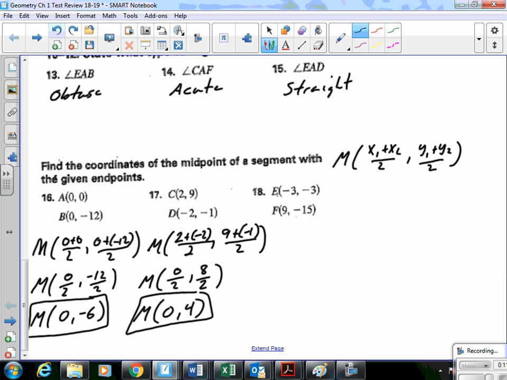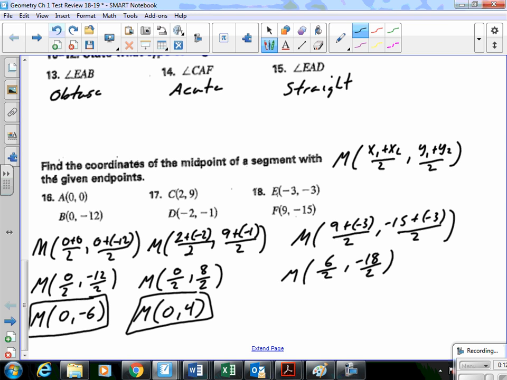All right, 18. Got EF. Same process again. Midpoint. Add the x's. So 9 plus negative 3 over 2. And add the y's. Negative 15 plus negative 3 over 2. 9 plus negative 3 is going to be 6 over 2. Negative 15 plus negative 3, negative 18 over 2. Divide them by 2. I get 3 and negative 9 for the midpoint.